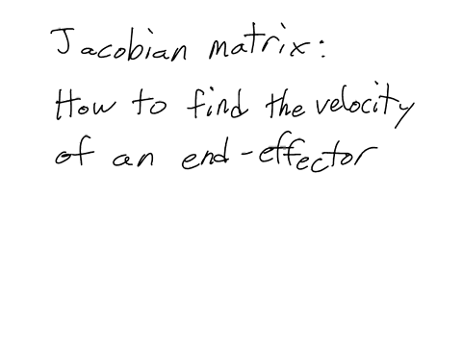We'll also talk about how you use it in robotics to find and set the velocity of your robot's end effector. To begin with, I'm going to introduce some new notation. This is the Greek letter chi, and when we're looking at the velocity of an end effector, the letter chi is going to be representative of the velocity of our end effector in the base frame.